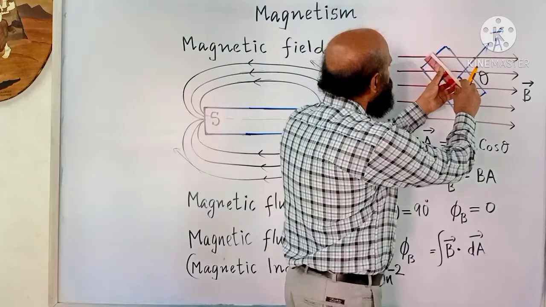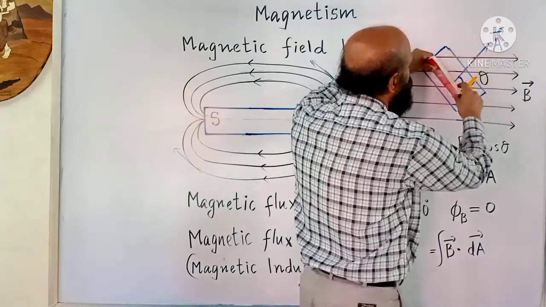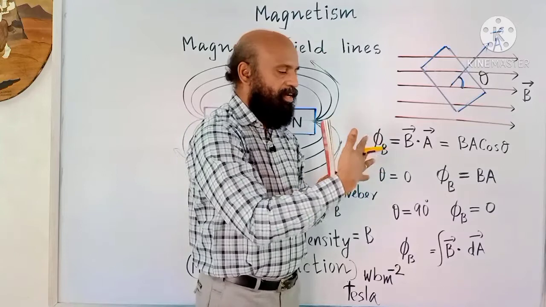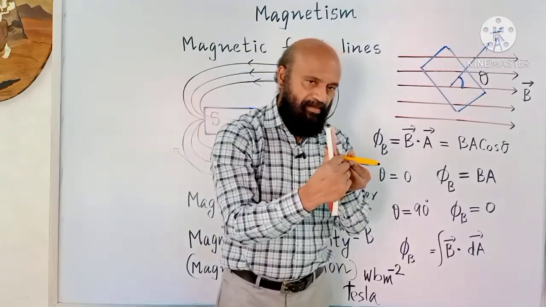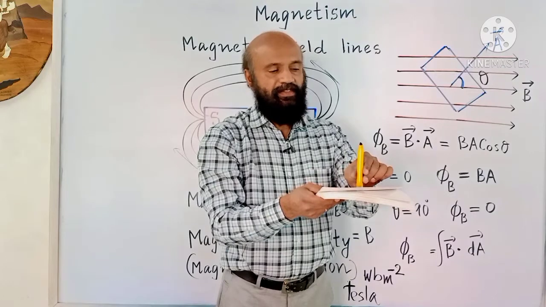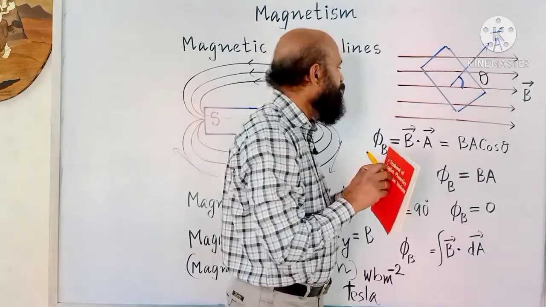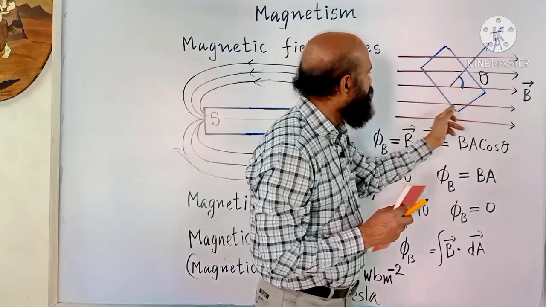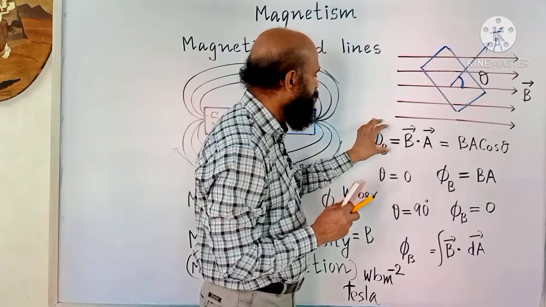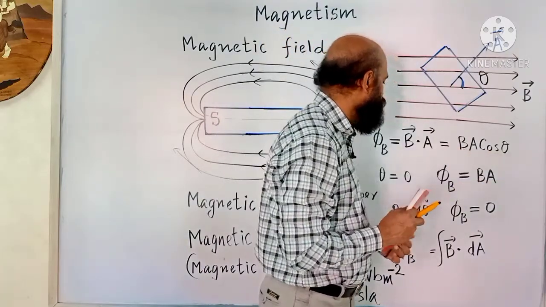Then in this there is a surface, which is represented by this vector. Area can be represented by a vector. This area is represented by a vector pointing that side. The area vector is perpendicular to the area. Now the flux passing through this area is B vector dot A vector, that is BA cos theta.